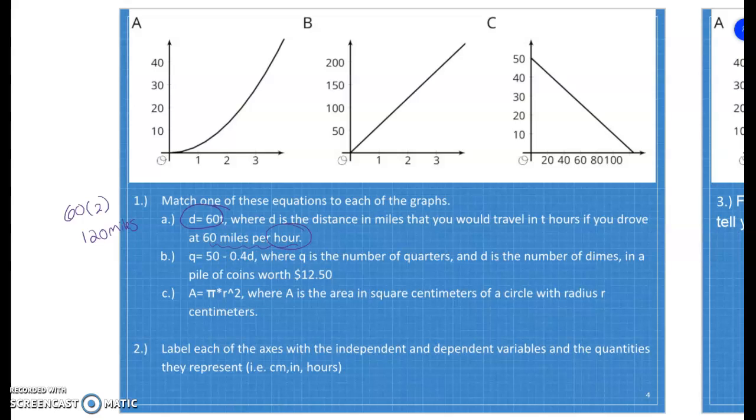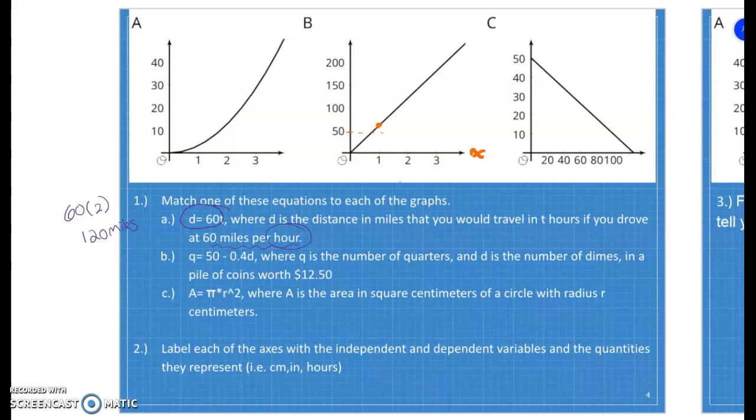Well, let's try B. If my x-axis, which is horizontal, is hours, and I travel 1 hour, let's see. Hey, that looks pretty accurate. I have 50, 100, 150, 200. So this is a contender because this is above 50, and 50 is about right there at the 50 mark. So I know it's above 50, meaning it could be 60. But let's double check our last one here.